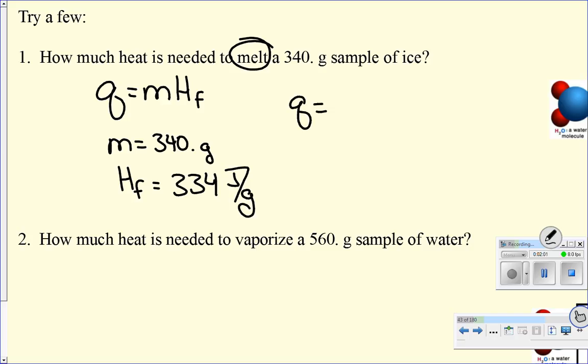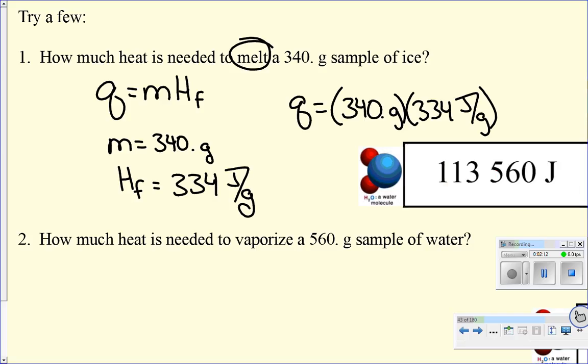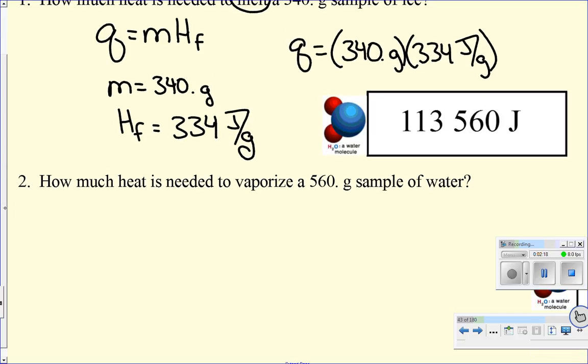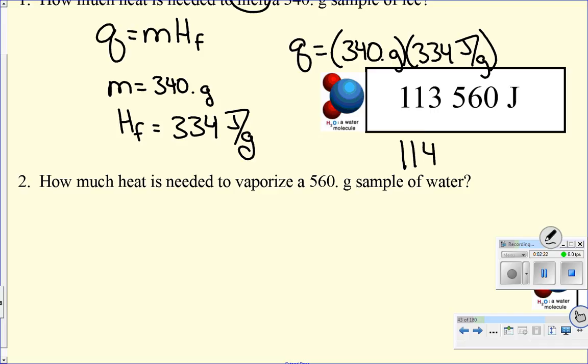So the amount of heat will be 340 grams times 334 joules per gram, which should give you approximately 113,560. If we wanted to round this to proper sig figs, that would be 114,000 joules.